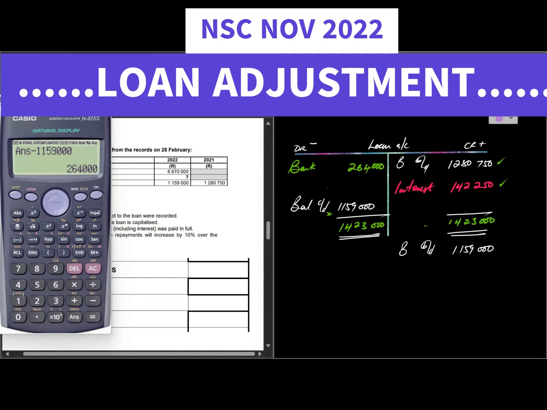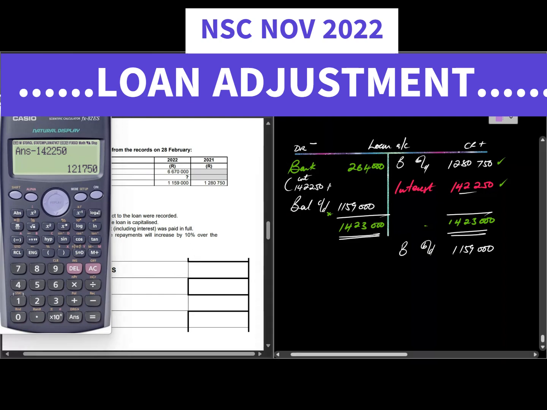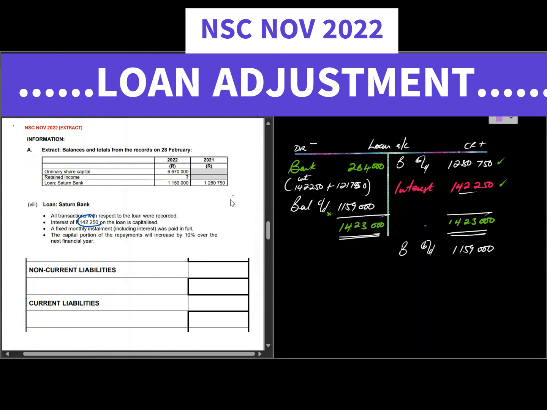But I know that in the 264,000, I paid for two things. The first one is your interest, which we already have, which is 142,250. So if I subtract the 142,250, I'm going to remain with 121,750. That becomes my loan repayment. In other words, in this year, the amount of loan that we have paid is 121,750. That is a long way to do it.